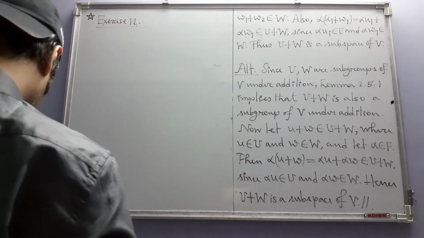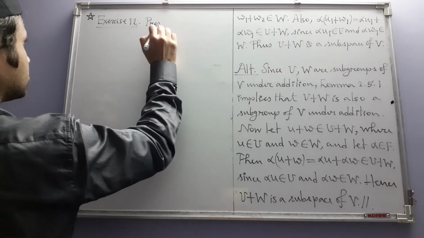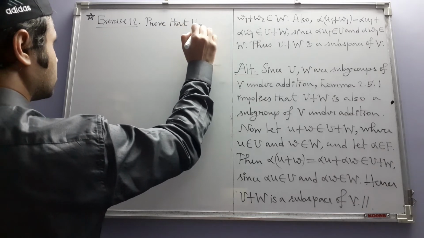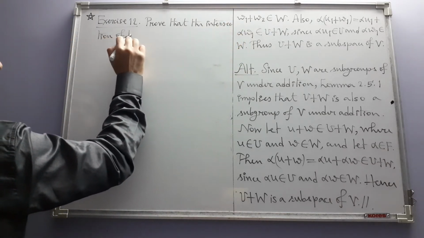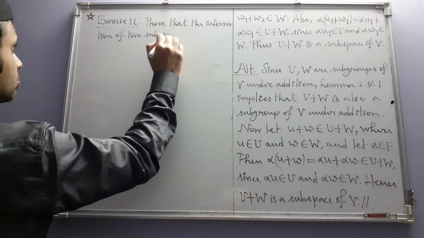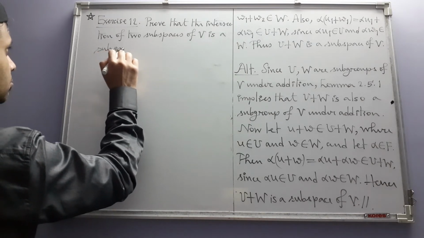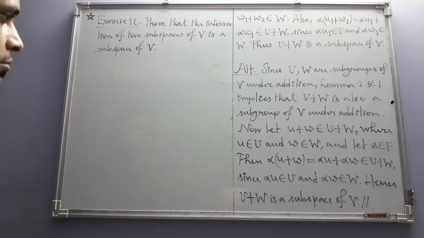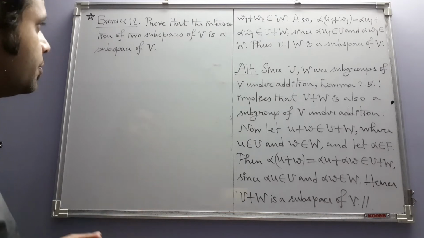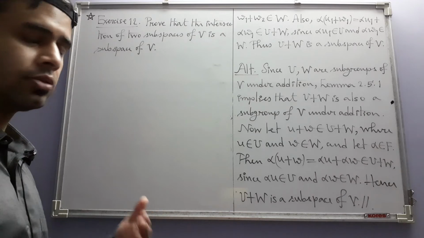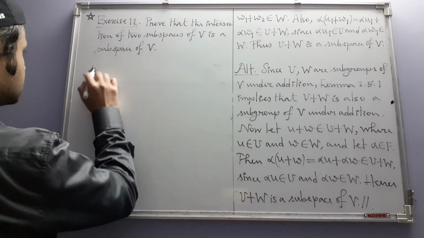Exercise 12. Prove that the intersection of two subspaces of V is a subspace of V. Just like this one, this also can be done in two different ways. One, of course, is just using that criterion for subspace, and the other is like this, first showing that the intersection is a subgroup and then showing that it's closed under multiplication by scalars. So which one shall we do?